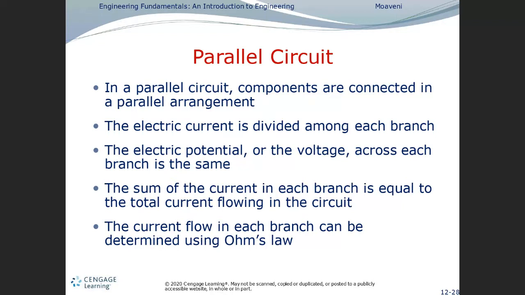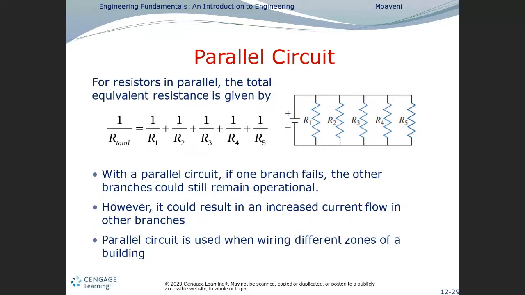And the current flow in each branch can be determined using Ohm's law. All right, so you can use Ohm's law for each branch. As well as determining currents you don't know, you can use Kirchhoff's law by showing that the current flowing into the node is equal to the current flowing out of the node. So let's look at that circuit. This is a circuit in parallel. All of the resistors are parallel to one another.